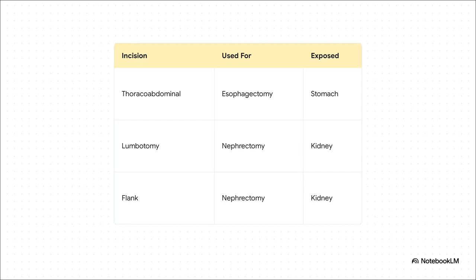Then you've got the lumbotomy and the flank incisions. Notice the huge overlap here. Both are crucial for accessing the kidney. The lumbotomy is a flank cut right in the lumbar region, usually for a nephrectomy. The flank incision itself is positioned laterally below the ribs, also used for taking out a kidney or an adrenal gland. For you, seeing any of these three means standard positioning goes right out the window. Your patient is lateral or prone, and you are diving deep into the retroperitoneal space or chest cavity.